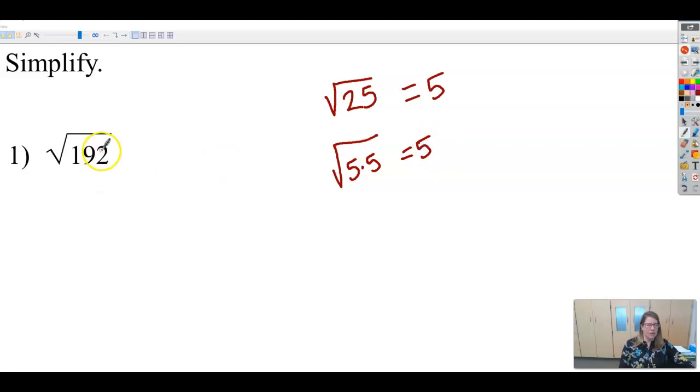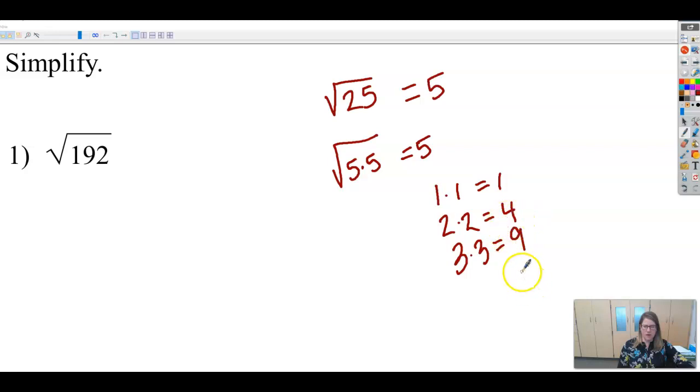Now, 192, that is not a perfect square. And what I mean by a perfect square is when I multiply a number by itself, it gives me a perfect square. So, like 1 times 1 equals 1, so 1 is a perfect square. 2 times 2 is 4, so 4 is a perfect square. 3 times 3 is 9, so 9 is a perfect square, and so forth.